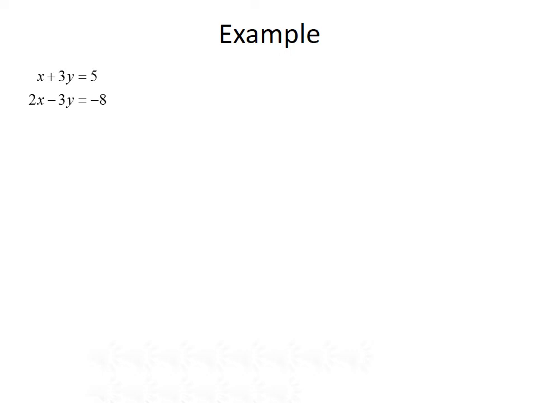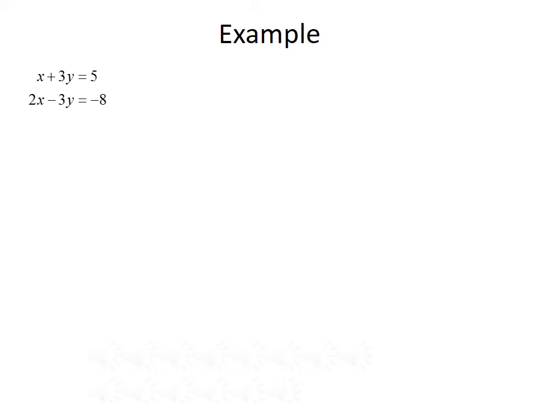Let's look at another example. So this time we have the system of equations x plus 3y equals 5 and 2x minus 3y equals negative 8. Again, the goal of the elimination method is to multiply one or both equations by a constant so that when we add them together we can eliminate one of our variables. If we wanted to eliminate x, we could multiply the first equation by negative 2.